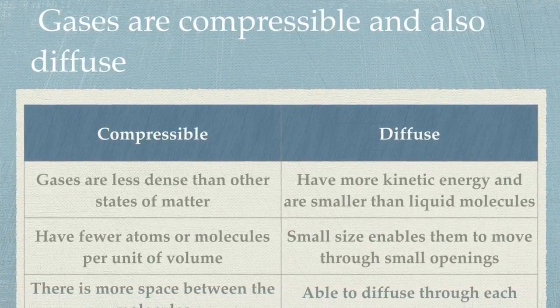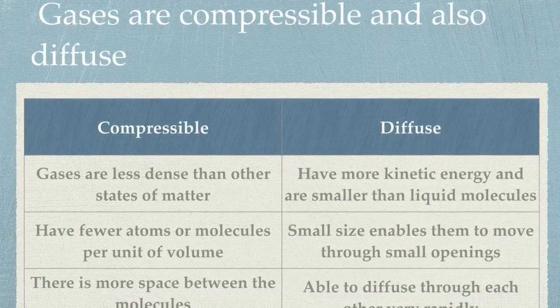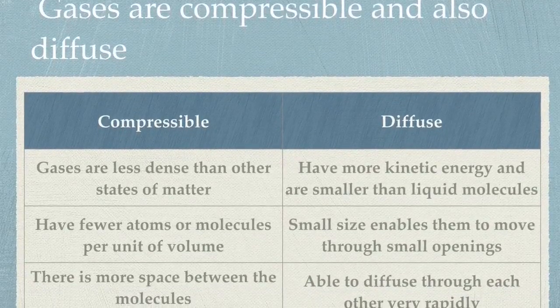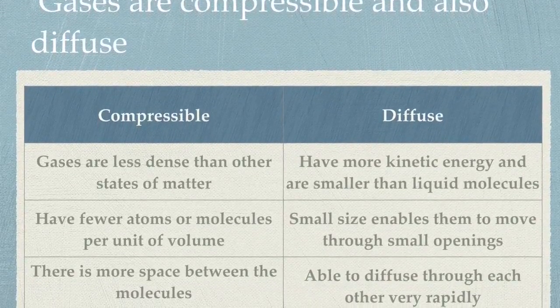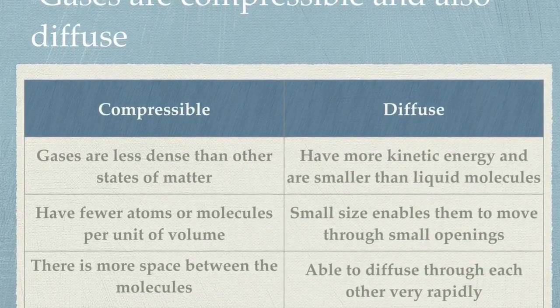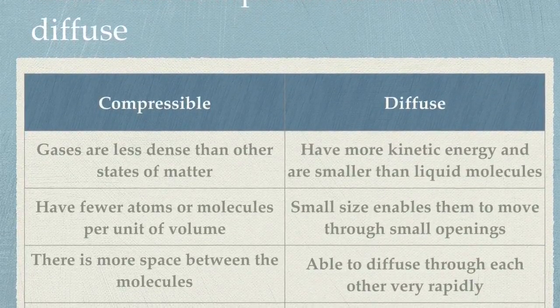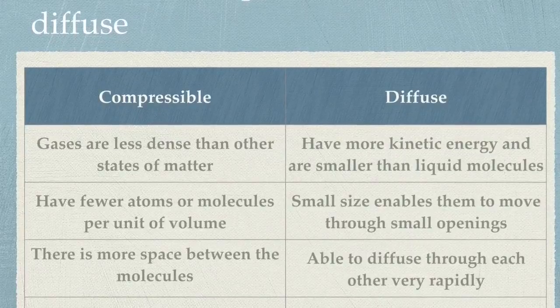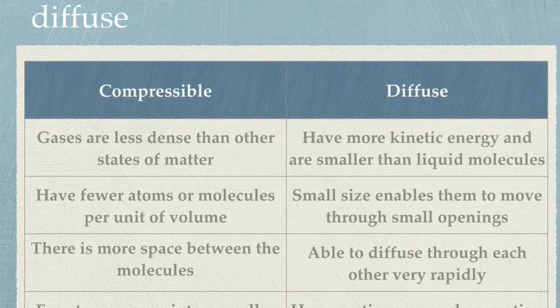Gases are compressible and also diffuse. They are compressible because gases are less dense than other states of matter. They have fewer atoms or molecules per unit of volume. There is more space between the molecules, and they're easy to compress into a smaller space.